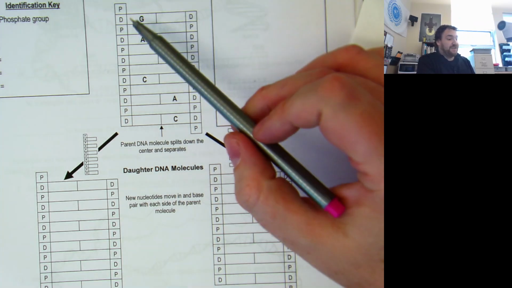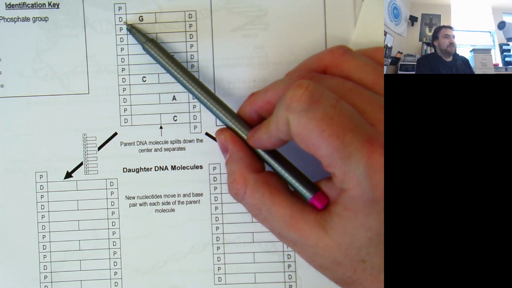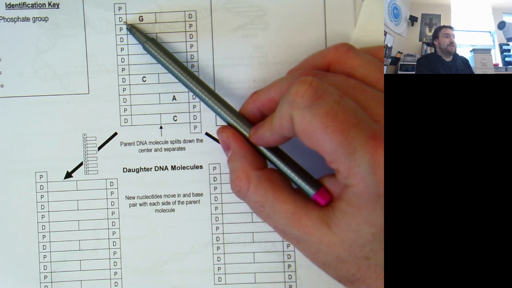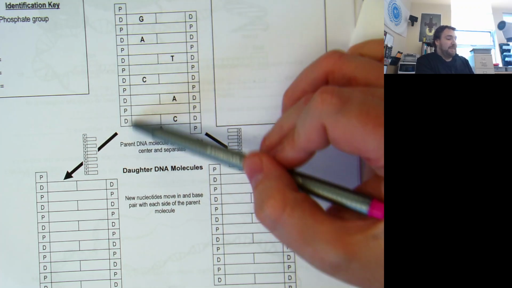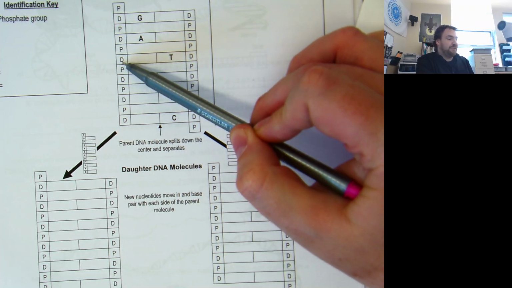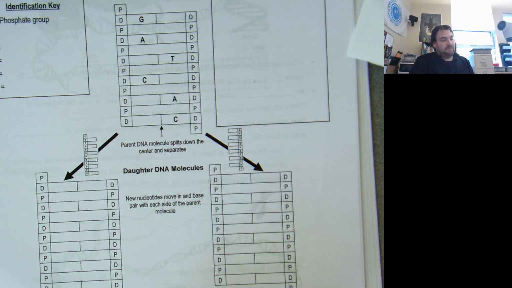No, P stands for phosphate. D stands for sugar. What is the sugar in DNA? Yes, it is, because the sugar is deoxyribose. This is the backbone: phosphate deoxyribose, phosphate deoxyribose, phosphate deoxyribose. I just gave you the answer to letter D. A stands for adenine. C, T, and G are the rest there.